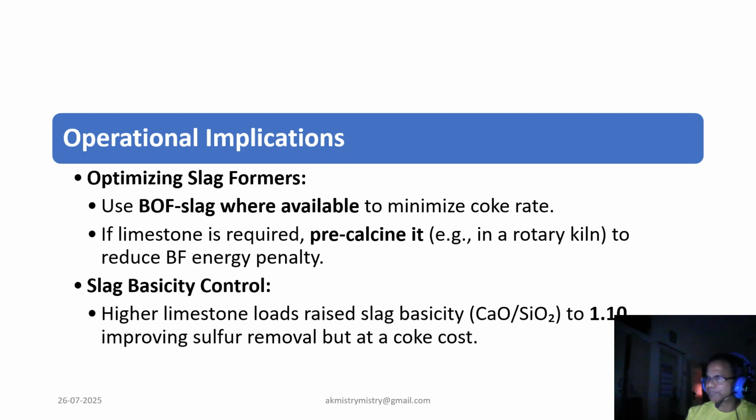So coming to the operational implication, from an operational standpoint, two strategies emerge. One is the use of BOF slag when available to reduce coke rate and avoid endothermic penalties, about which we talked in the earlier slide. If limestone is essential, consider pre-calcination in an external kiln, turning CaCO3 into CaO before furnace entry. Ultimately, slag design must balance basicity for sulfur removal against the energy demand it creates.